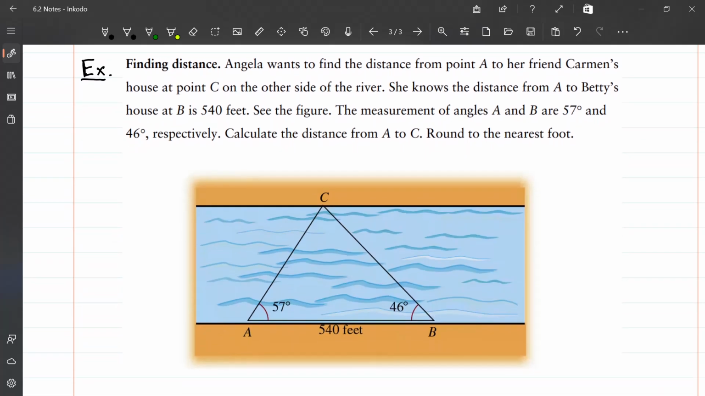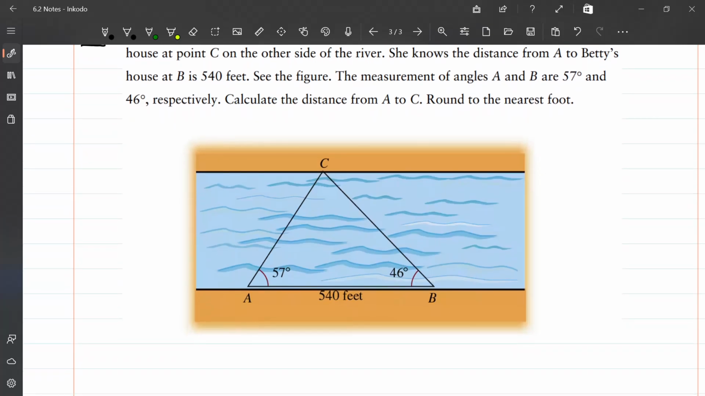We have a friend named Angela. She has a house on one side of the river, and her friend Carmen lives on the other side. Angela at A, Carmen at C. Now, Angela knows that if she travels 540 feet down the river, she'll arrive at B, which is Betty's house. She also has used angles at her house and at Betty's house to Carmen's house to try and help us out. So now we're going to try to figure out how far it is across the river from A to C. Well, actually, this picture makes things pretty easy.